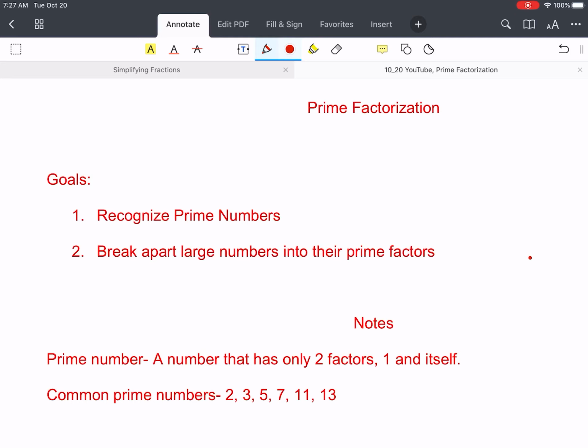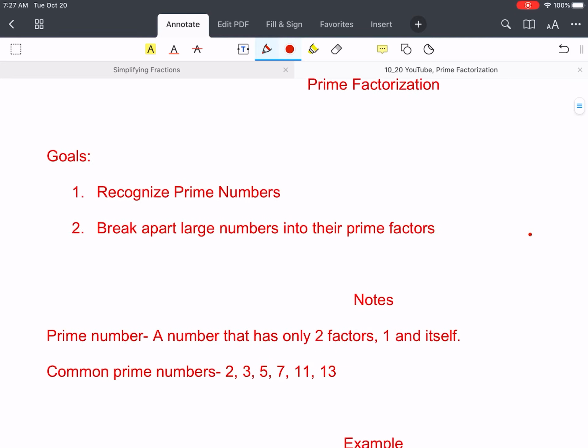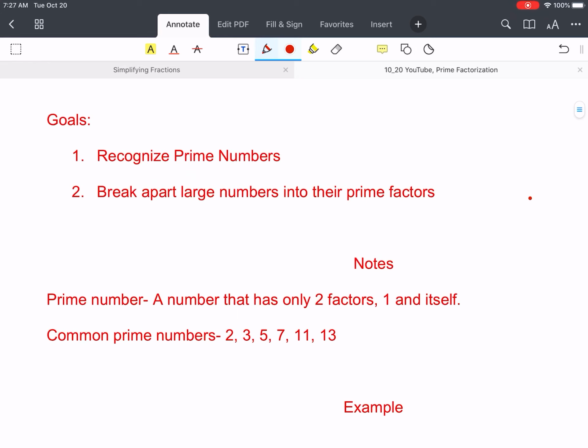There are some common prime numbers that we're going to be dealing with today. So look for numbers like 2, 3, 5, 7, 11, or 13. Those are the 6 lowest prime numbers. So all of those numbers don't have any numbers that can go into them evenly except 1 and itself. The only way we can get to a number like 13 is 1 times 13.